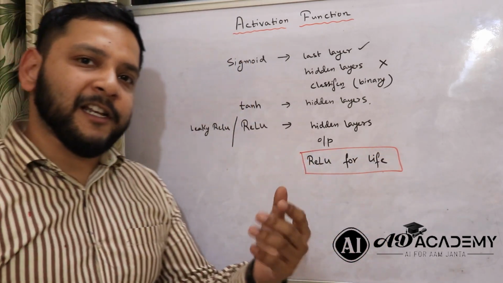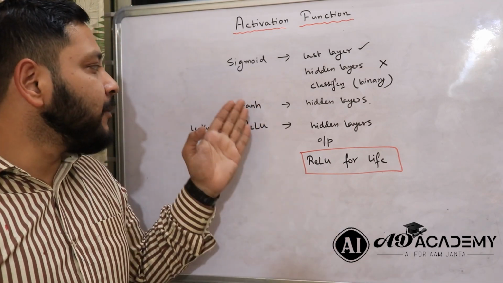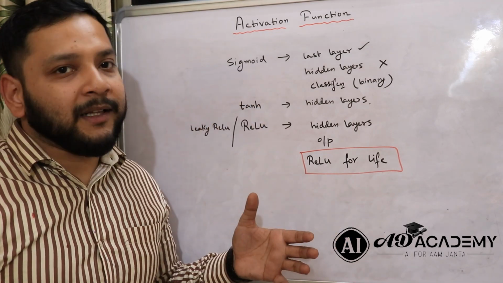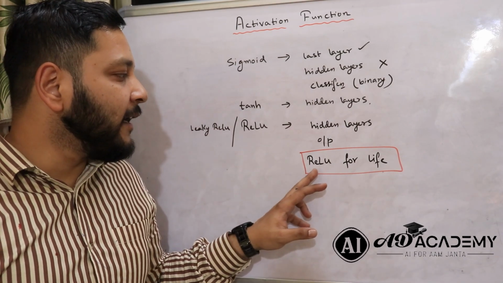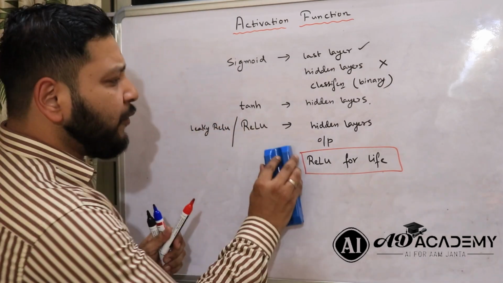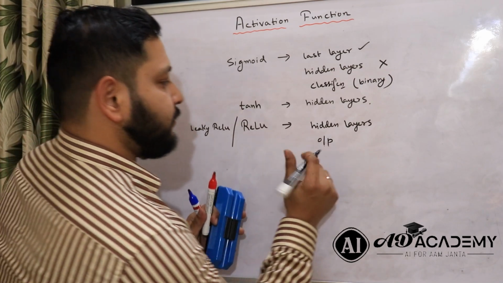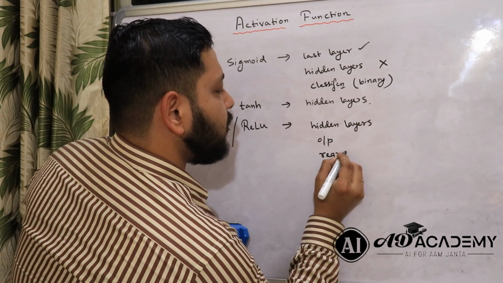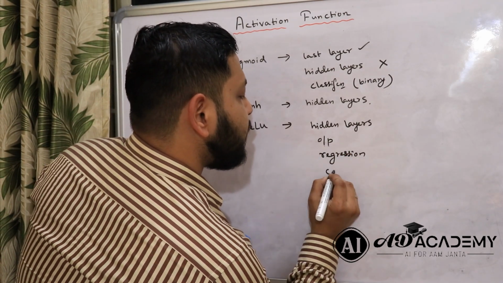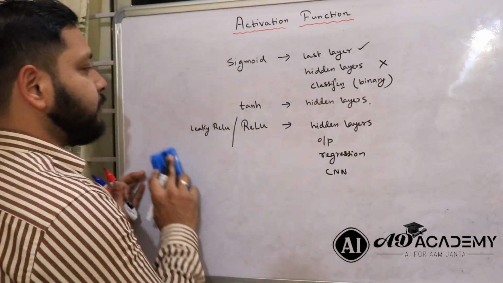This is a life hack for you to remember. If an interviewer asks you where we are using ReLU, where we are using sigmoid or tanH, then to remember these things, I am giving you this hack: ReLU for life. We can use this ReLU everywhere. We also use ReLU in case of some regression problems. In case of training CNN, convolutional neural network, we are also using ReLU.